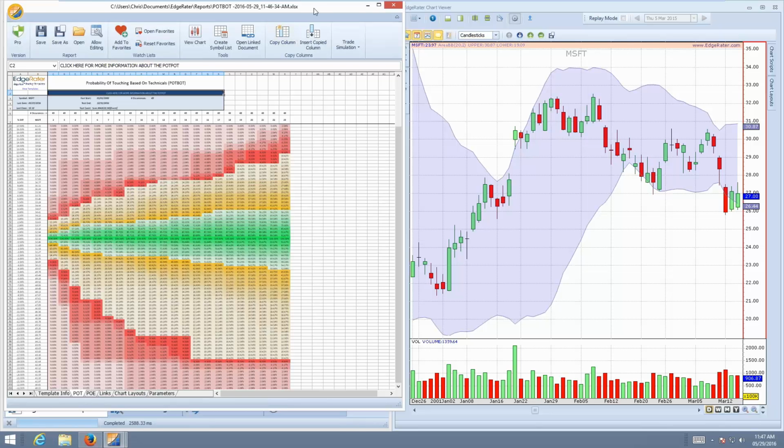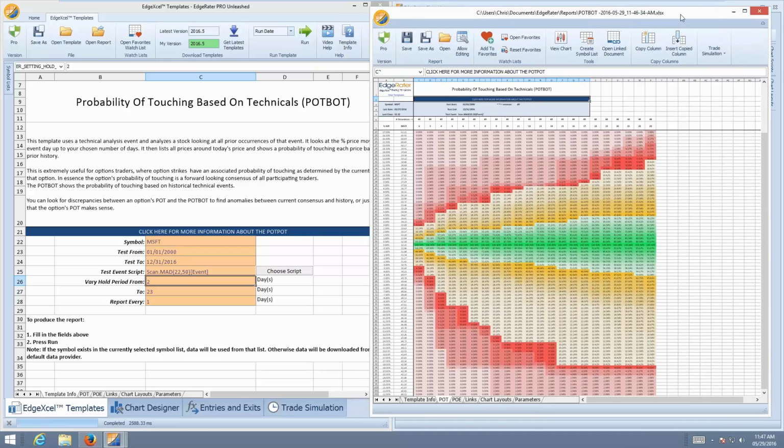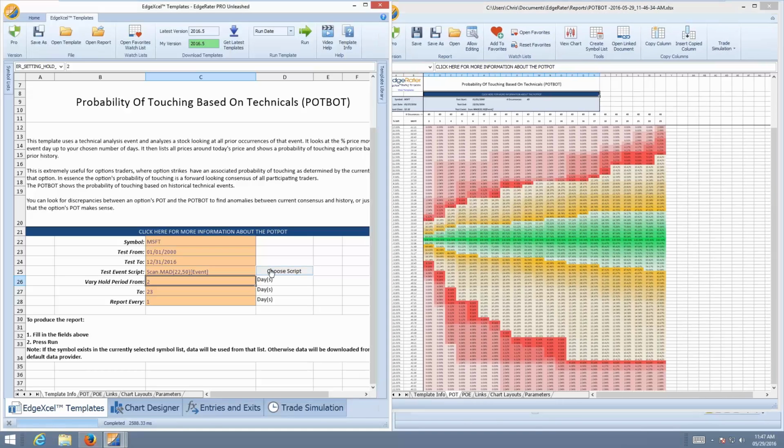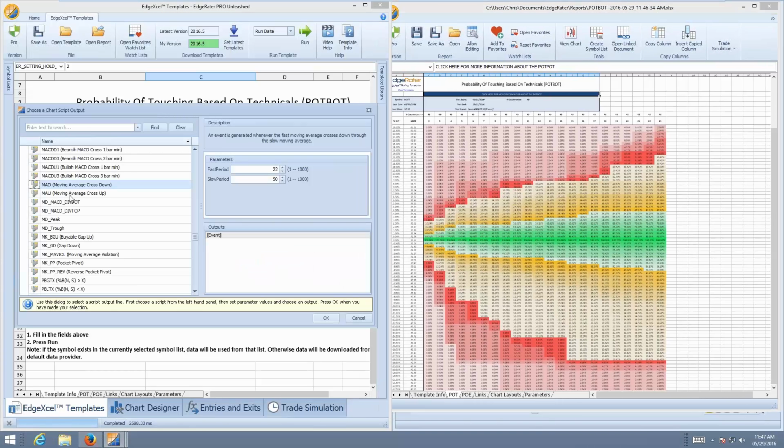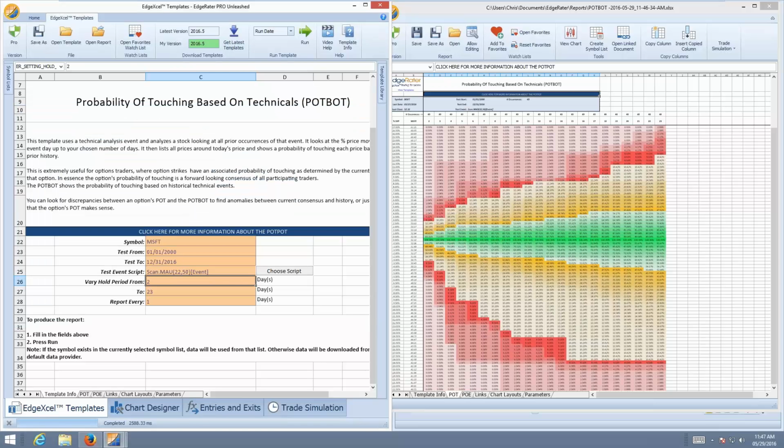Now let's take a look at MAU and compare those two. I'm just going to choose MAU 22 and 50 and click on Run.